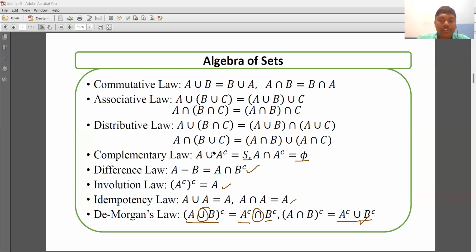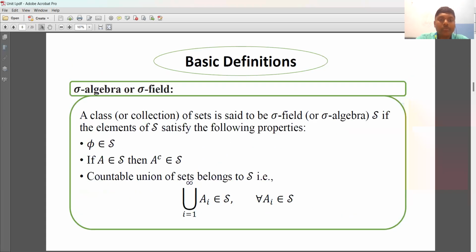We'll start with the definition of sigma algebra or sigma field. Before giving the formal definition of probability theory, let us define what we mean by the sigma algebra or sigma field.